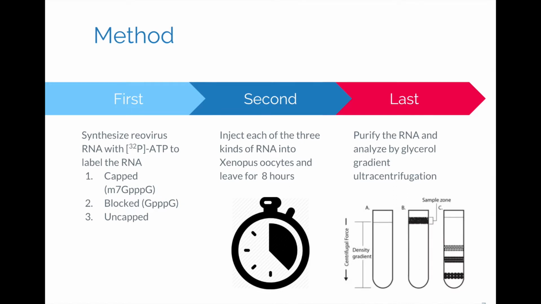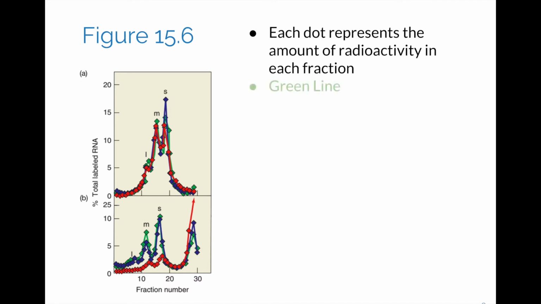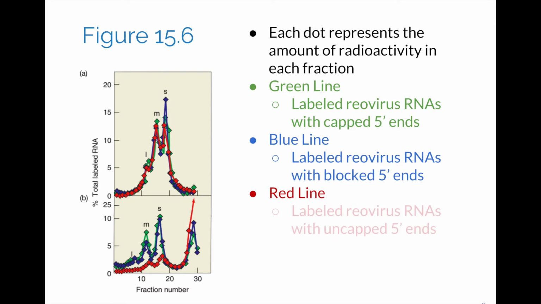All of the fractions of this gradient were analyzed by measuring the amount of radioactivity for each fraction. Each dot on the graph represents the amount of radioactivity present in each fraction. This radioactivity is correlated with the amount of mRNA present in each fraction because it is radio-labeled. The green line represents the labeled reovirus RNA with capped 5' ends. The blue line represents the labeled reovirus RNAs with blocked 5' ends. Finally, the red line shows the labeled reovirus RNAs with uncapped 5' ends.